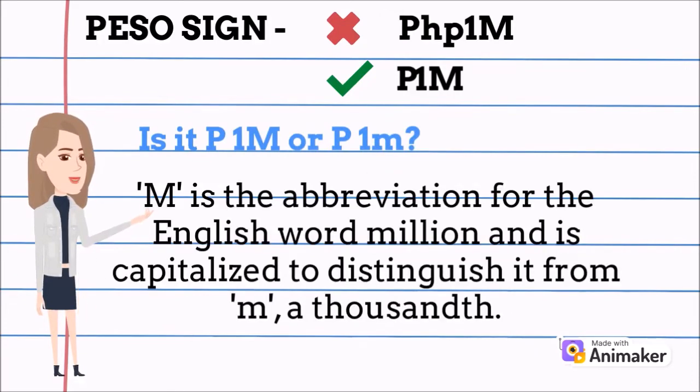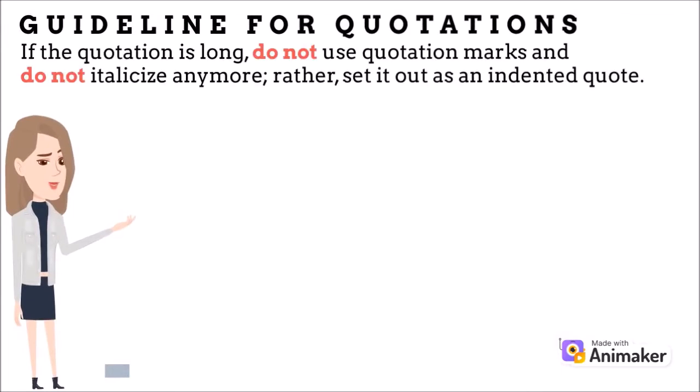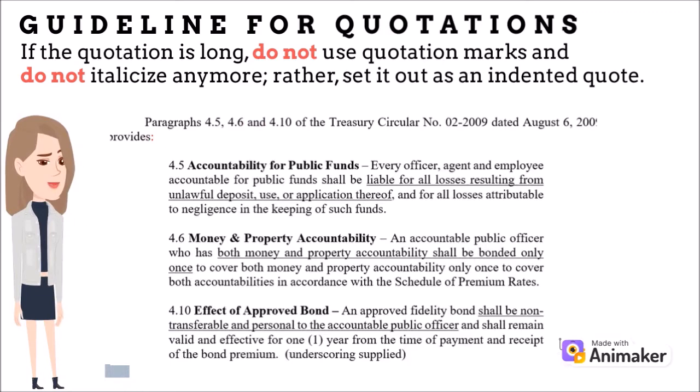Capital M is the abbreviation for the English word million and is capitalized to distinguish it from small m, 1,000. Guideline for quotations. If the quotation is long, do not use quotation marks and do not italicize anymore. Rather, set it out as an indented quote. Kung sa atin pa, kung ipagitna natin yung ating quotation, huwag na natin lagyan ng quotation mark at huwag na natin itong i-italicize.